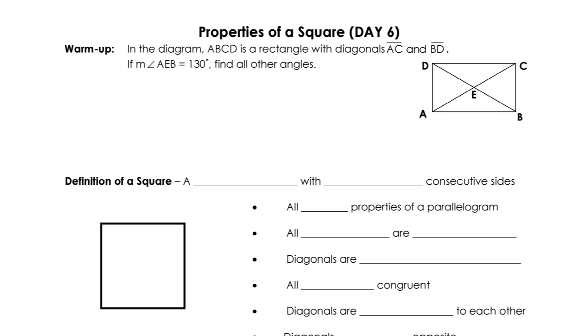Hey guys, we're on Unit 6. This is day 6, and we're going to talk about the square today. But in our warm-up, we have a rectangle with diagonals AC and BD. They tell us that the measure of angle AEB, A to E to B, is 130 degrees, and they want us to find all other angles again.